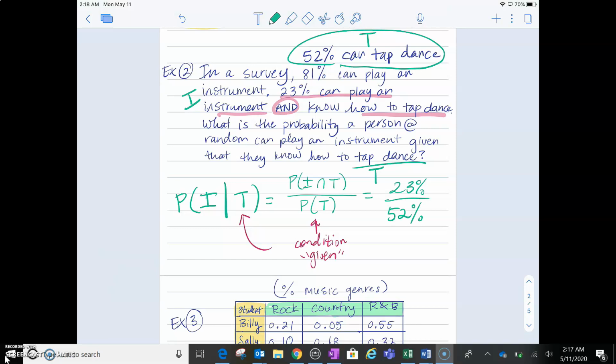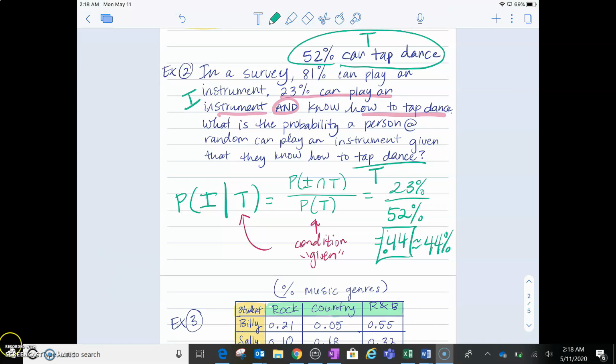We don't actually need the 81% in this case. We only need the probability that they can tap dance. And then you just use your handy dandy calculator. Let's find that. So 23 divided by 52 is going to be 0.4423, which is approximately 44%. So whichever way it asks you, usually Pearson wants a decimal. So there you go.